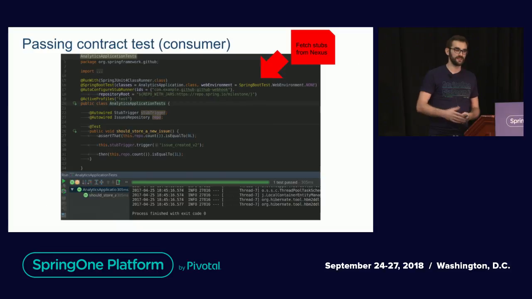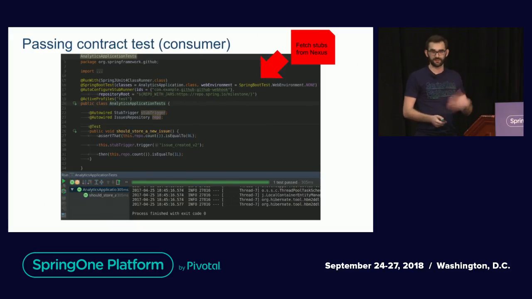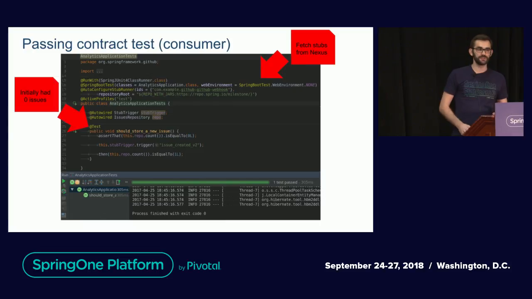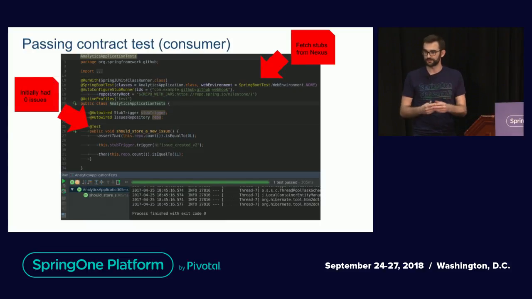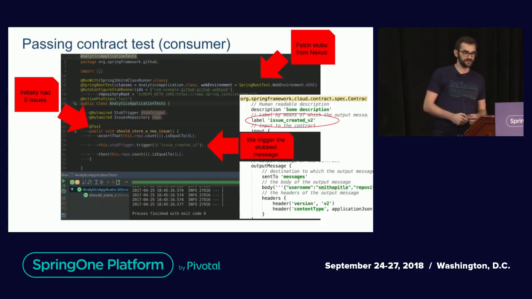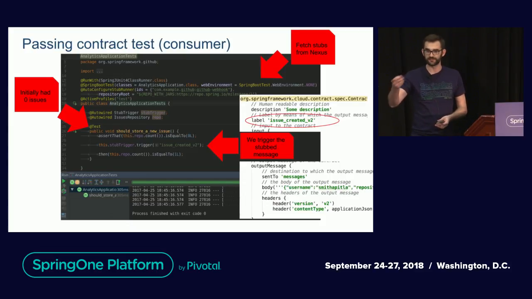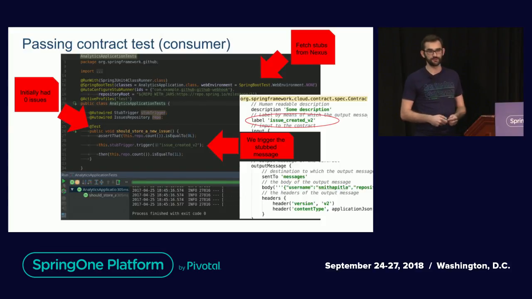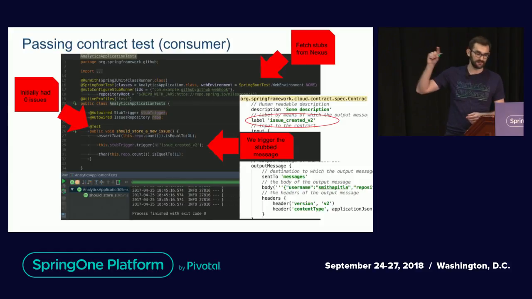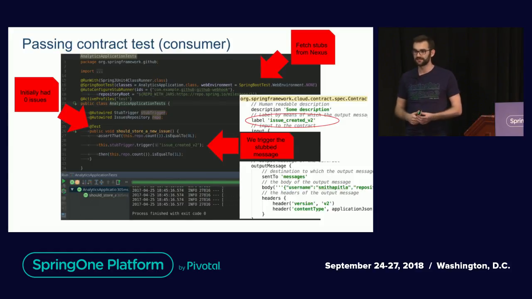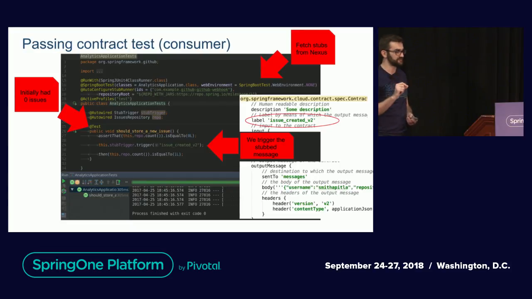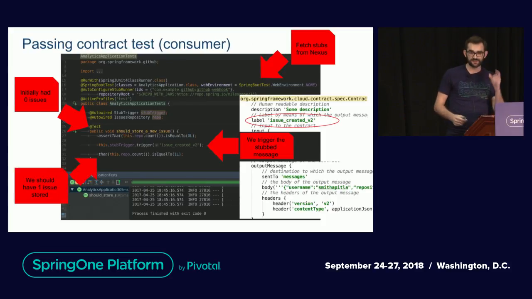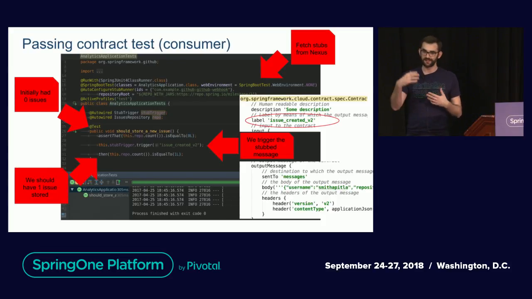Via some annotations, we say, hey, we want to download the stubs of GitHub webhook, the producer. Initially, we had 0, let's say, messages stored, right? And then we defined in the contract that you can trigger that message, trigger the stub. So here we do it. We trigger a message via a label called issue created v2, and what has been defined in the output message section will be actually sent. So the framework will send a message with body, username, and repository to a destination called messages. If you listen to that topic, and if you know how to deserialize properly, you'll pass the test.